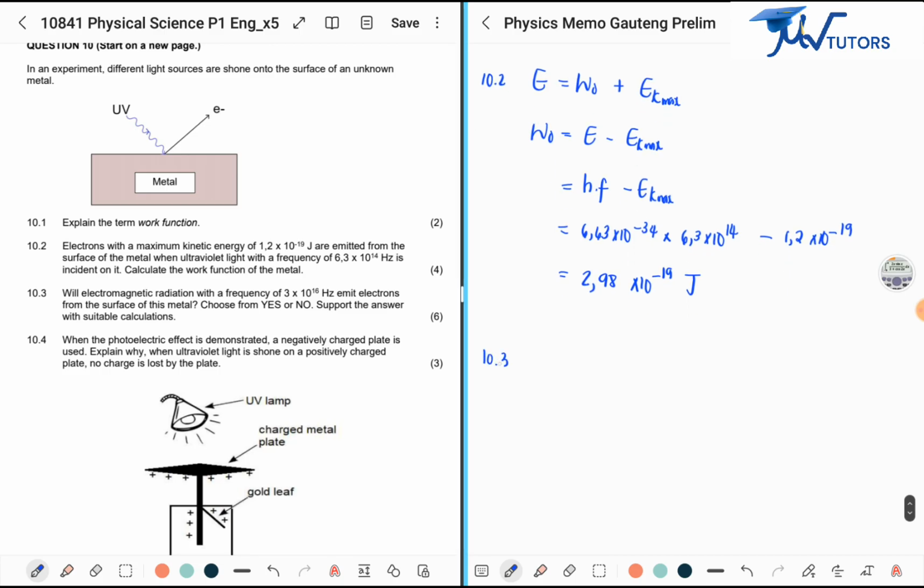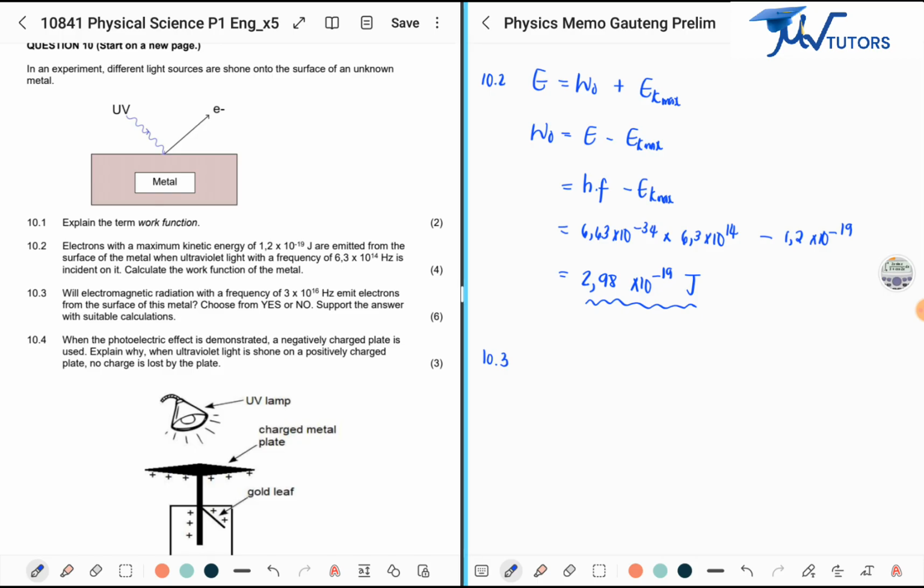Now 10.3, it says, will electromagnetic radiation with that frequency, 3 times 10 to the 16 hertz, emit electrons from the surface of this particular metal? Remember, this is our minimum energy that's required. So let's see, can that frequency emit? Okay, so we're going to have to do some calculations here in order to show. So let us work out what the frequency would be, the threshold frequency.